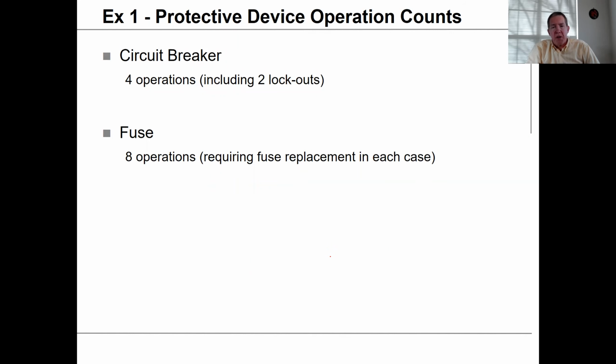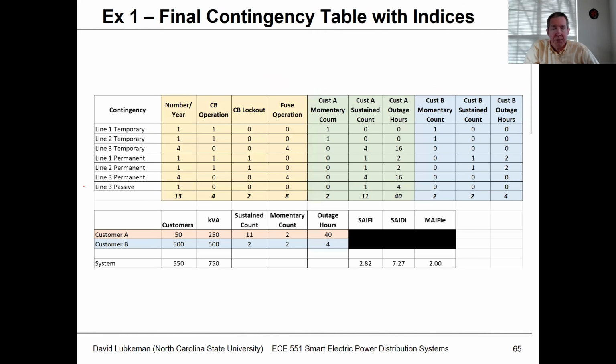We can also get the number of operation counts if this is important. The circuit breaker operates 4 times. It's got 2 lockouts. We got 8 operations of a fuse in this case. And you see, we got a lot of fuse operations and not so many circuit breaker operations.